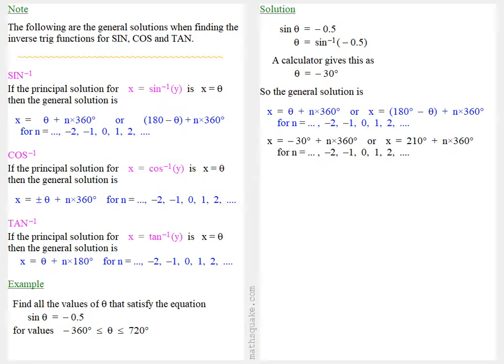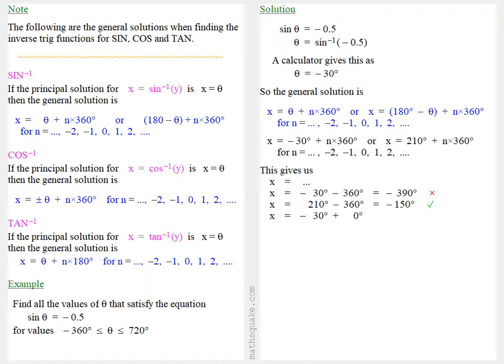So if the principal value is minus 30, we have x is minus 30 plus n times 360, or x is equal to 180 take away minus 30, which is 210, plus n times 360, for any integer value of n. So if we put in the value n equals minus 1, we get x is equal to minus 30 minus 360, which is minus 390 degrees, and that's outside the range. Or x is equal to 210 minus 360, which is minus 150 degrees, which is inside the range.